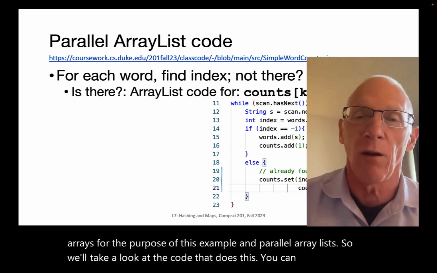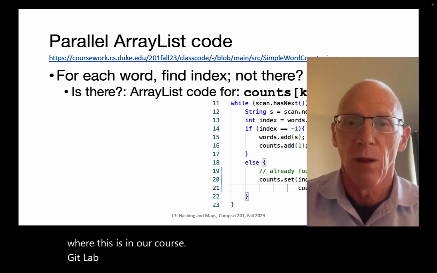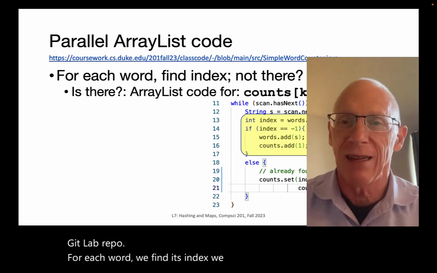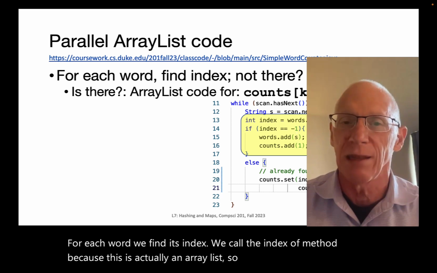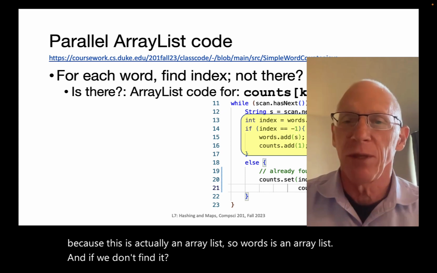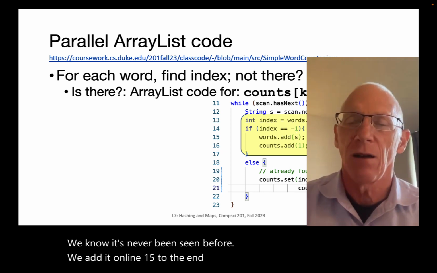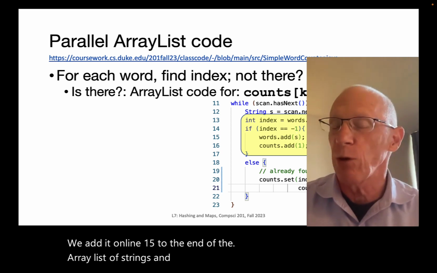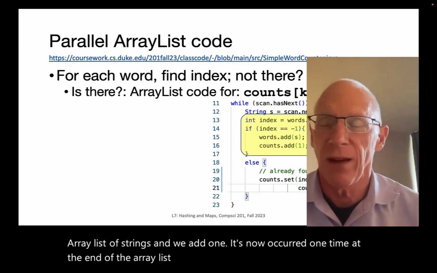You can see the URL for where this is in our course GitLab repo. For each word, we find its index. We call the .indexOf method because this is actually an array list. So words is an array list. And if we don't find it, we know it's never been seen before. We add it on line 15 to the end of the array list of strings. And we add 1, it's now occurred 1 time, at the end of the array list of int values counts.